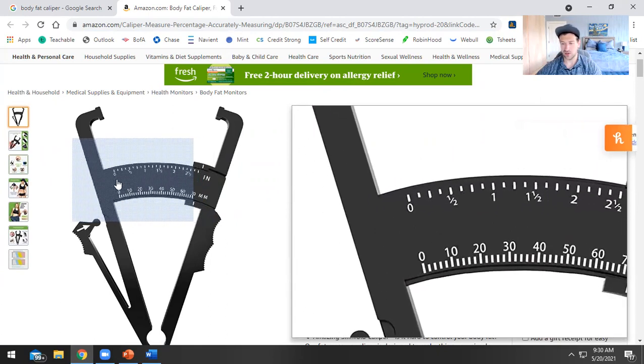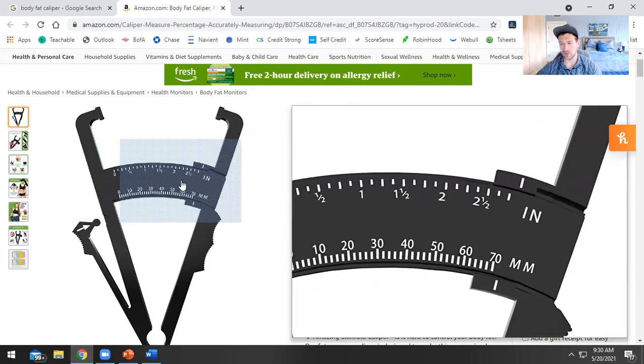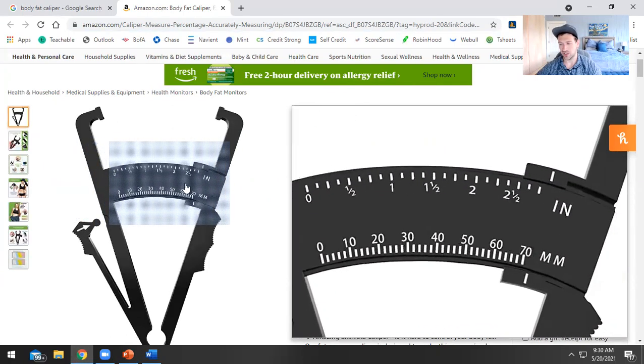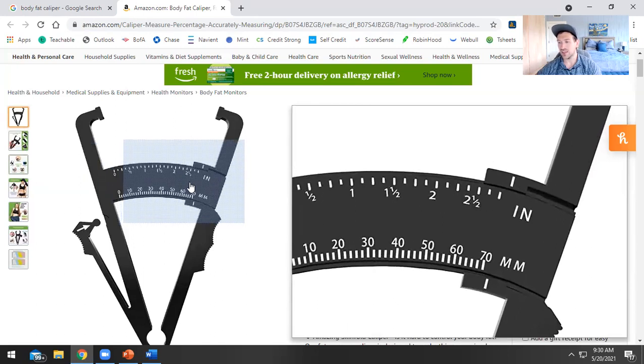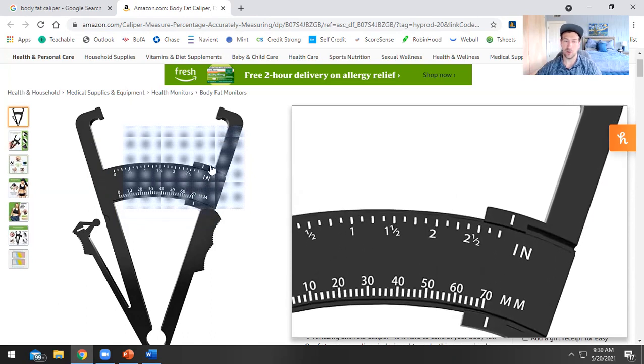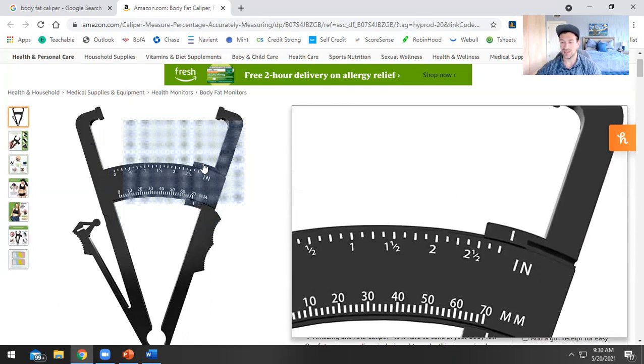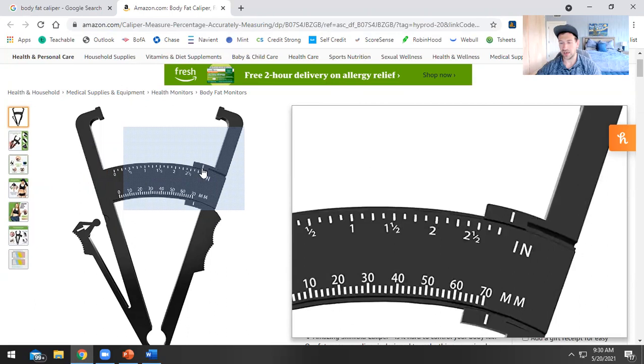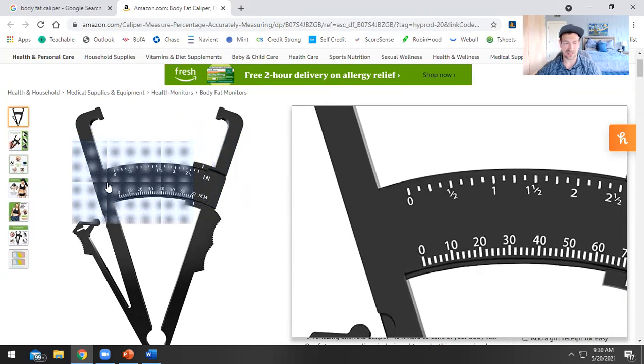It goes 0, 1/2, 1, 1.5, 2, 2.5. And it's got the millimeters, like 10, 20, 40, up to 70. And then do you see that little plastic bit that's above it with the lines that are looking down? That actually moves. So what you would do is you actually slide that. You would slide this little plastic piece all the way over to this side.